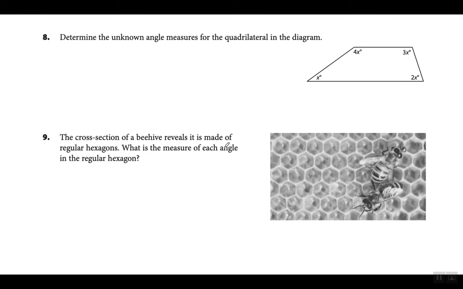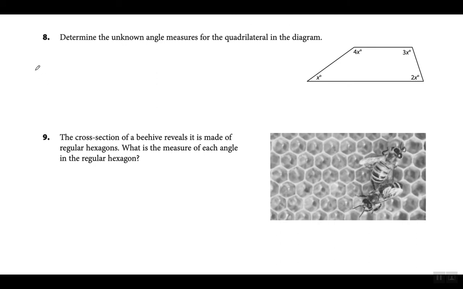Alright, there are questions like this. These are the last two questions from the first part of what we got to go over today. Then we're going to go to the second part. There are questions like this on your homework, okay? Hay preguntas como esta en la tarea. Number 8, determine the unknown angle measures for the quadrilateral in the diagram.